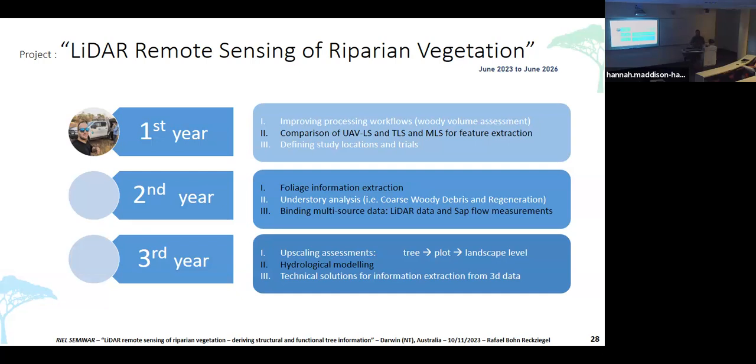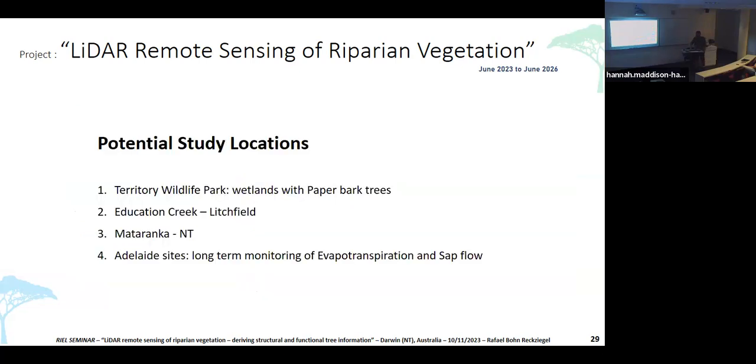For the second year, I want to explore the possibilities of examining the foliage conditions of trees, and also the understory, like assessing coarse woody debris and tree regeneration. For the third year, we want to upscale from tree to plot to landscape level using some hydrological modeling efforts, and also derive solutions for future extraction in 3D data.